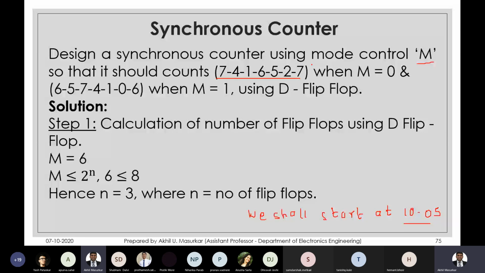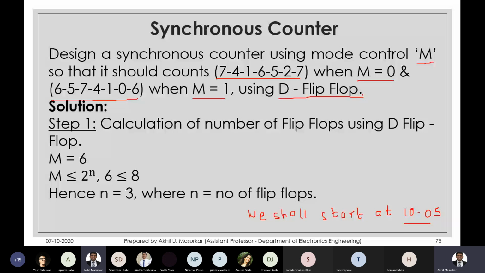7416527 is sequence number 1, and the second sequence is 6574106, that is when M equals 1. These are the two sequences that it should count. A typical application of such a design is running LED lights. We can have different sequences with a simple mode control. That is what we are going to look at here.